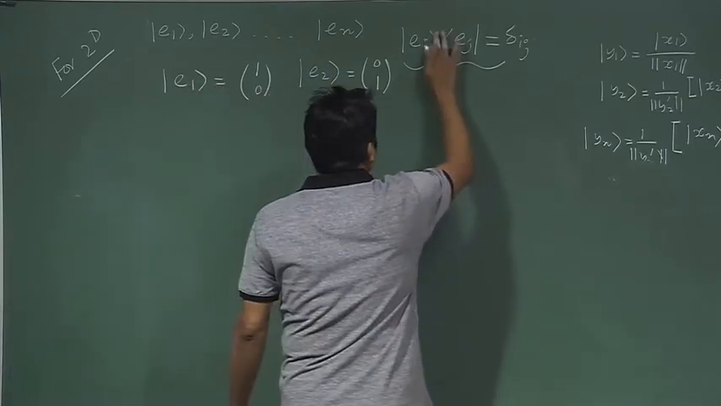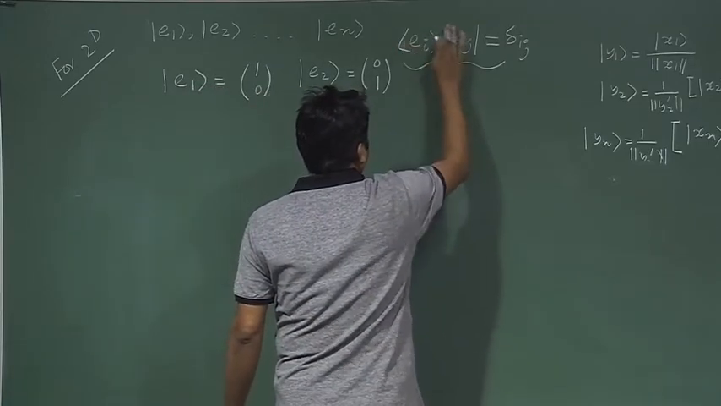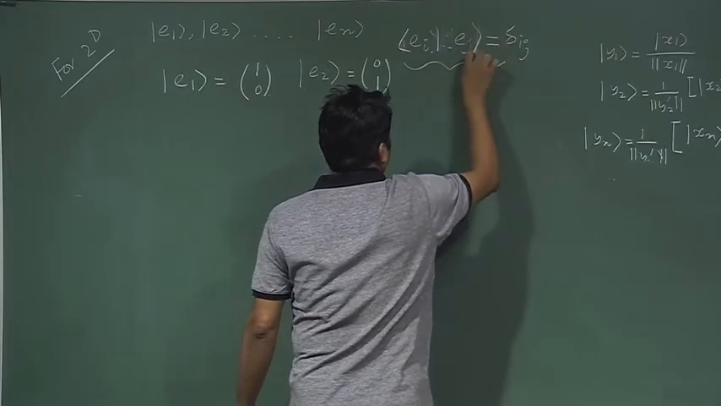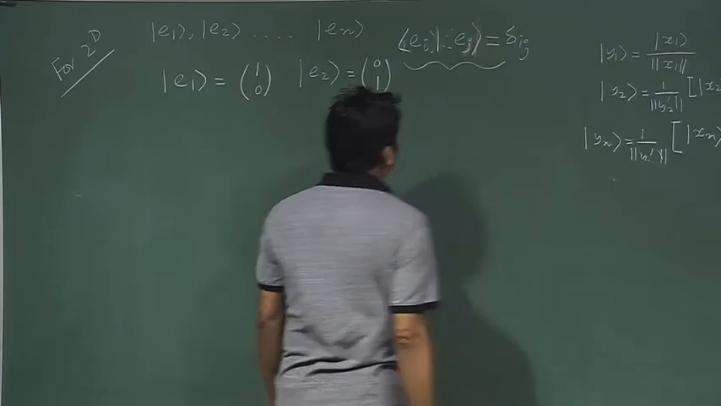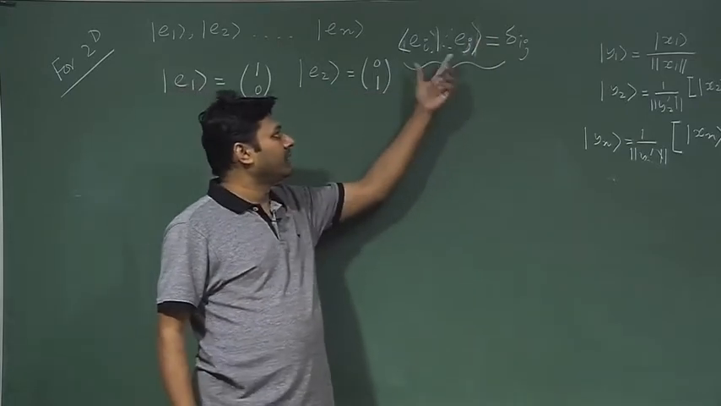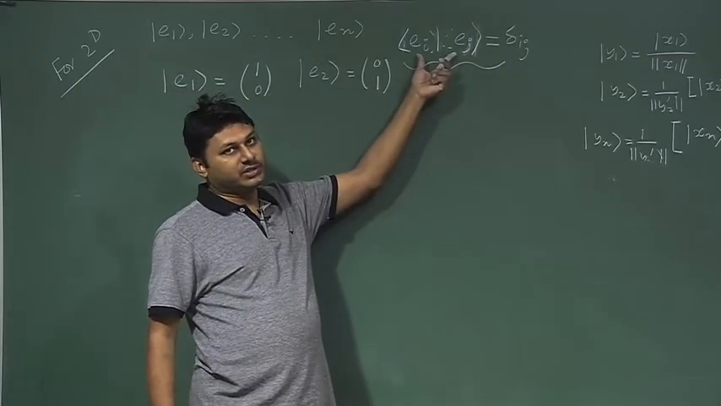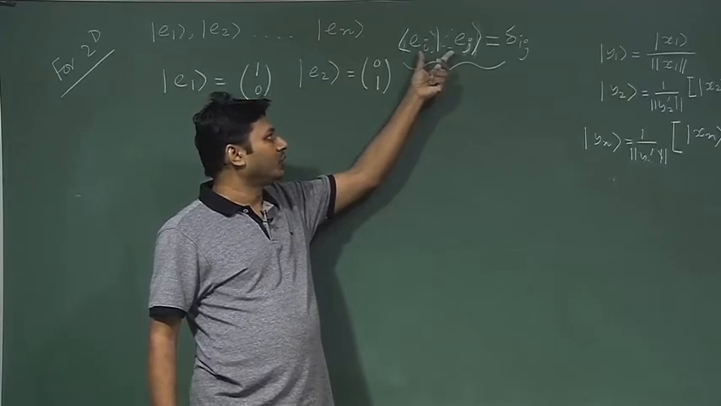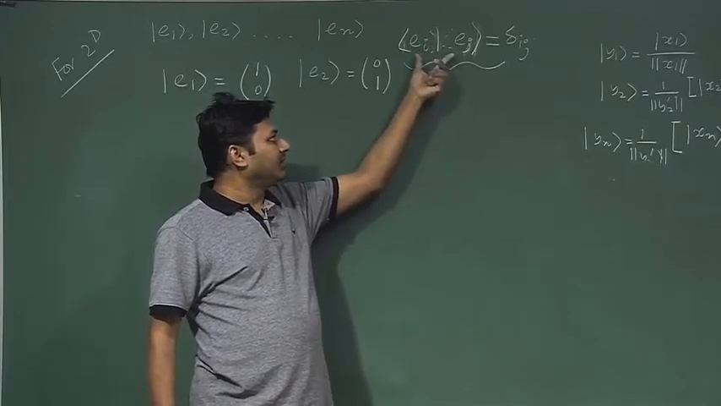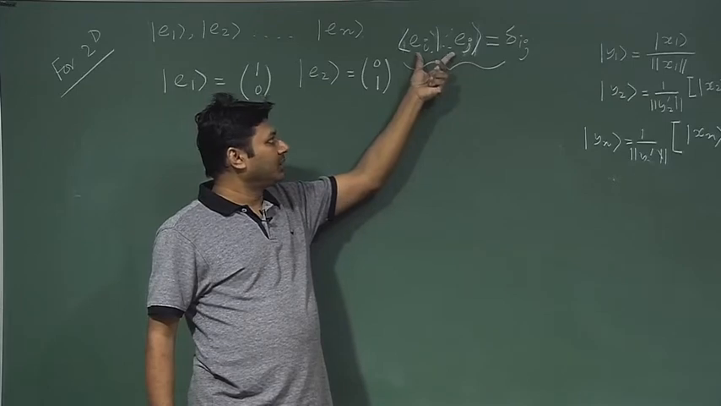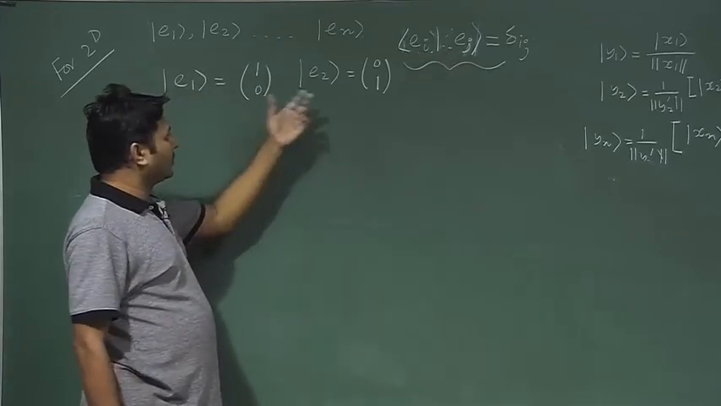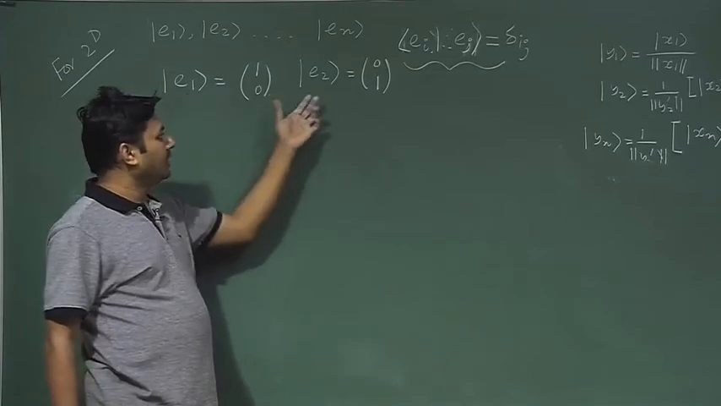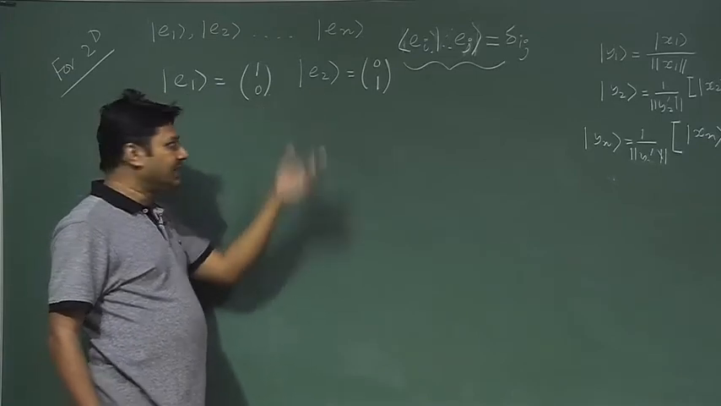Sorry, here I am writing the wrong expression somewhere. It should be something like this. By mistake, I wrote the projection operator notation. Please note that, and if you note that, please correct it. So this is the concept of orthonormal basis. Now E1 and E2 are orthonormal to each other.